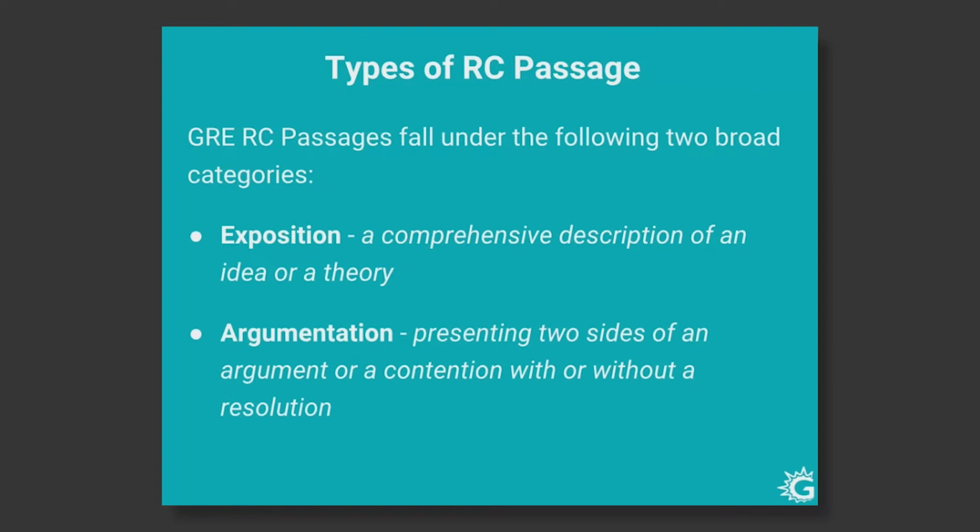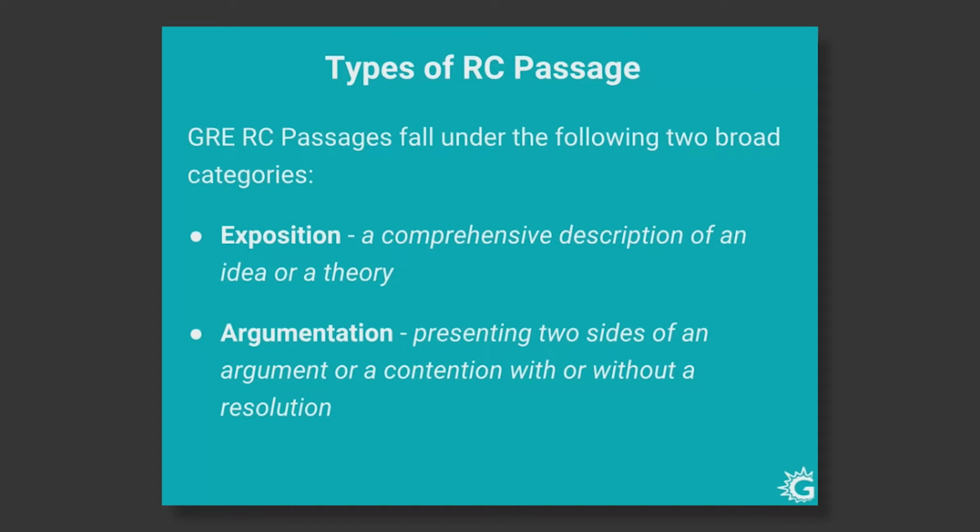The other type, you may have guessed, is argumentation. That is right, something that presents two or more sides of an argument or a contention. It may or may not have a resolution. Just because there's an argument, don't expect there to be an answer at the end saying, hey, side A wins or side B wins. It may just be an argument that cogently presents these two different sides, maybe gives the author's opinion at the end, and leaves the rest for the reader to think about.